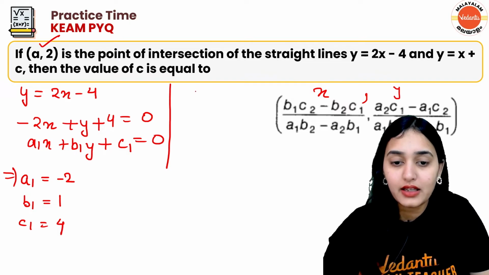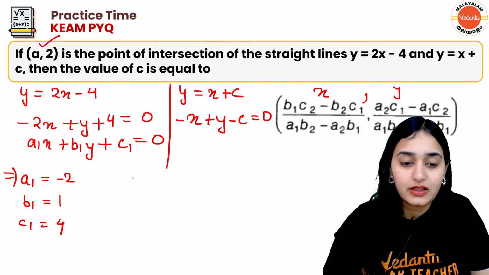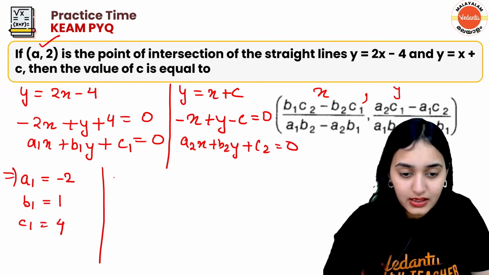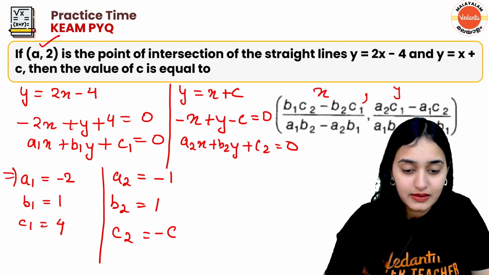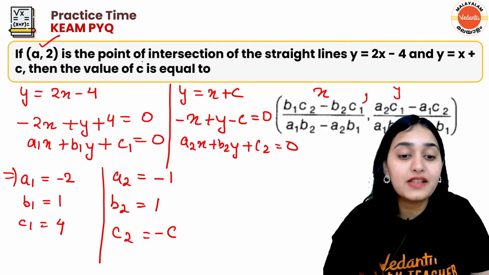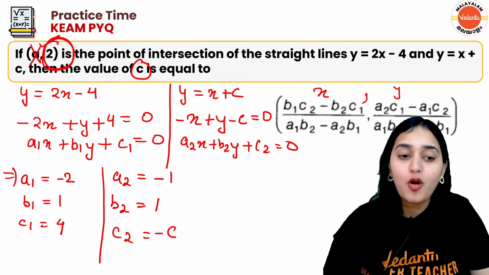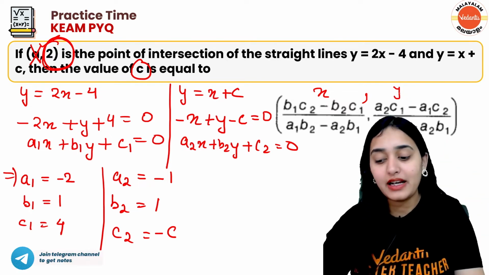Now similarly for the other equation also, y is equal to x plus c, so minus x plus y minus c is equal to 0. So this implies a2x plus b2y plus c2 is equal to 0. That means a2 is minus 1, b2 is 1 and c2 is minus c. Now see, we need the point C. We don't need the point A. So the only important thing is the y coordinate. So let's find out this y coordinate value.